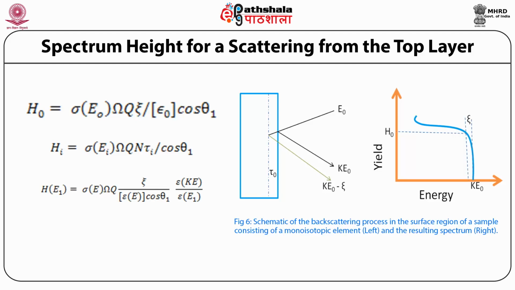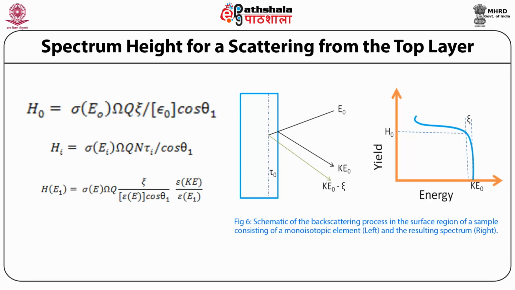As the incident beam penetrates the surface, the energy of the projectiles decreases. As a result, the scattering cross-section sigma increases. This effect tends to increase the yield Hi with decreasing energy E1 of the detected particles.